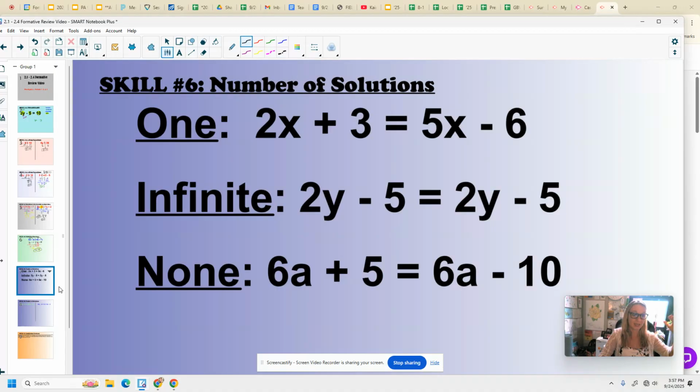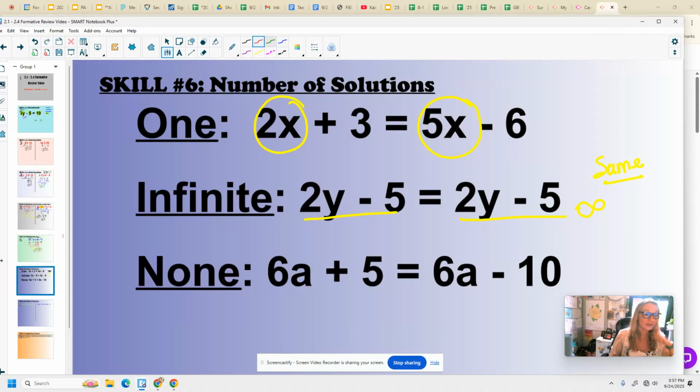So this is looking at an equation and identifying how many solutions it has. If your equation looks like this, where you've got two different variable terms, completely different, it's going to be one solution. You could go through that and solve. If you have the exact same thing on both sides, it's going to be infinitely many.